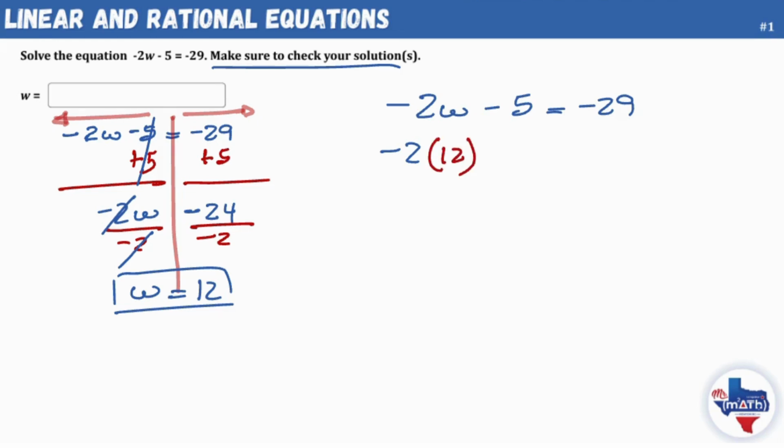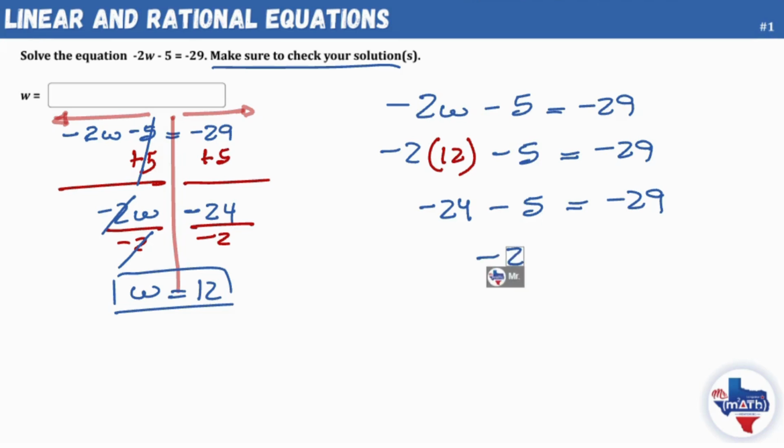For w, we know that is 12, minus 5 equals negative 29. Negative 2 times 12 is negative 24, minus 5, negative 29. Negative 24 minus 5 is negative 29, equals negative 29. Because this is true, we know that w equals 12 is the correct answer. Okay, let's check another problem.